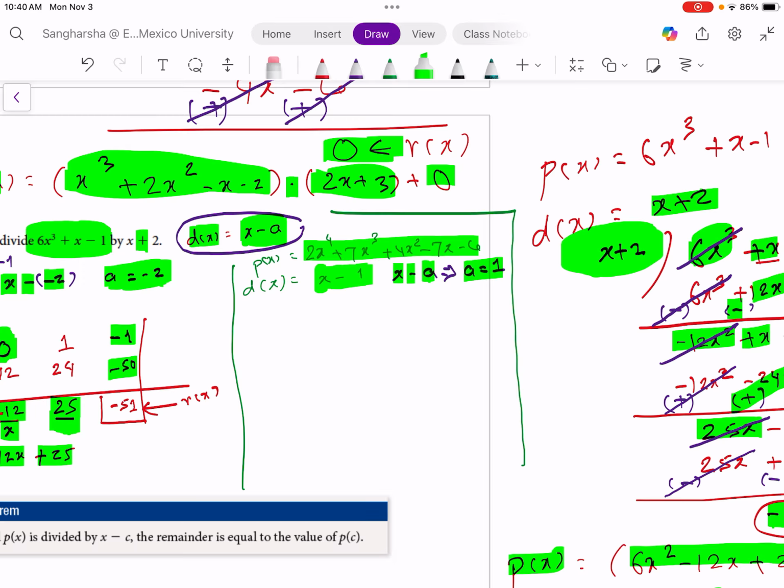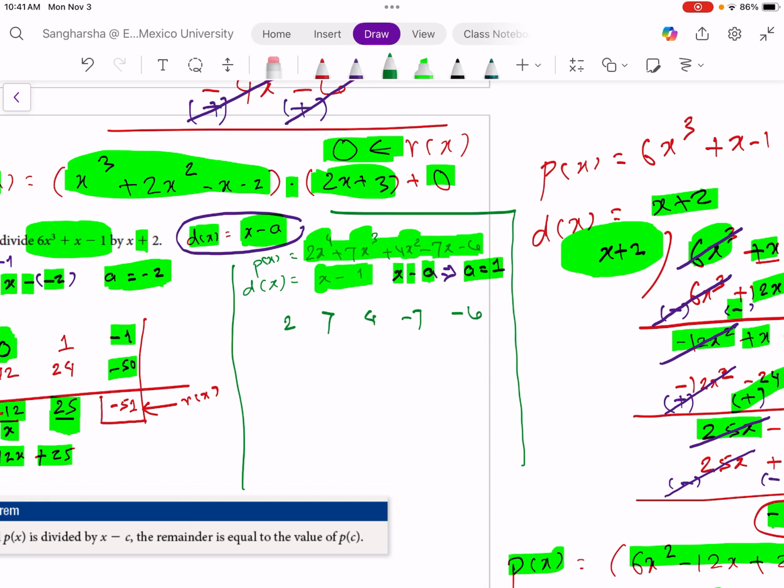The next step, we write down the coefficient of each term. So let's start with this 2x to the power 4. What is its coefficient? 2. In the descending order, after x to the power 4, we must have x cubed. So we have x cubed, its coefficient is 7. Then the next is the squared term, whose coefficient is 4. Next is x, whose coefficient is negative 7. And at the end, we have negative 6 as a constant. So we write down the coefficient of each term.